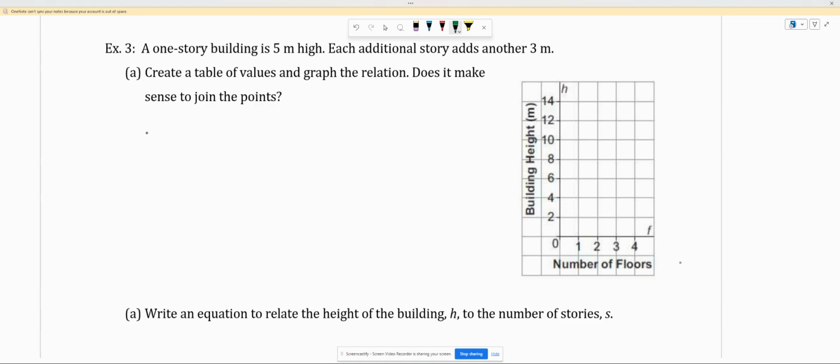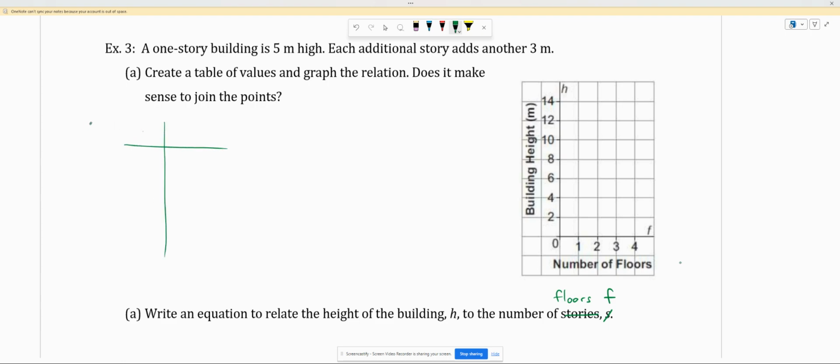So we're going to create a quick table of values here. I'm going to edit this a little bit because there is a typo here. It's using F and H as variables, but it also has M listed for meters. So I'm going to be using not S and stories, but let's think of this as floors and F. Okay, so we're going to create a quick table of values to make that clear.